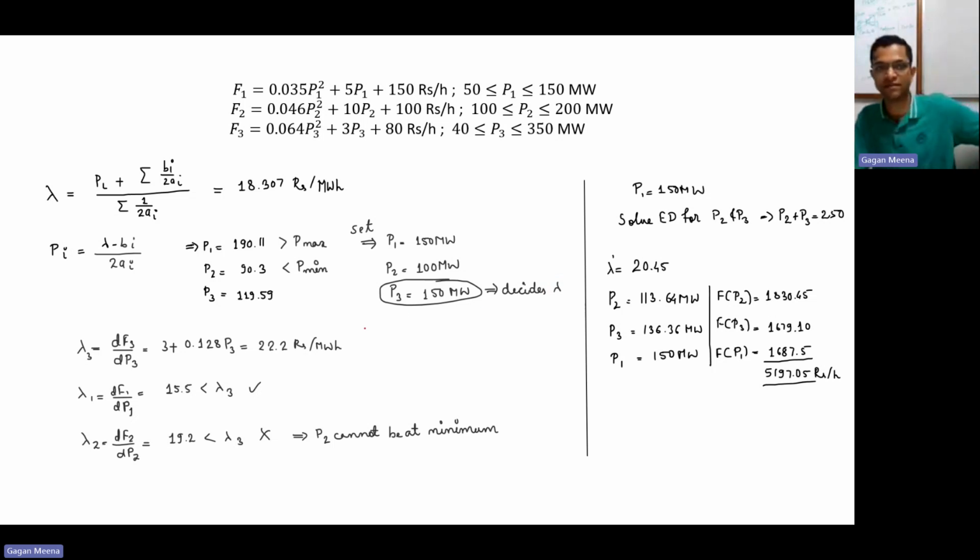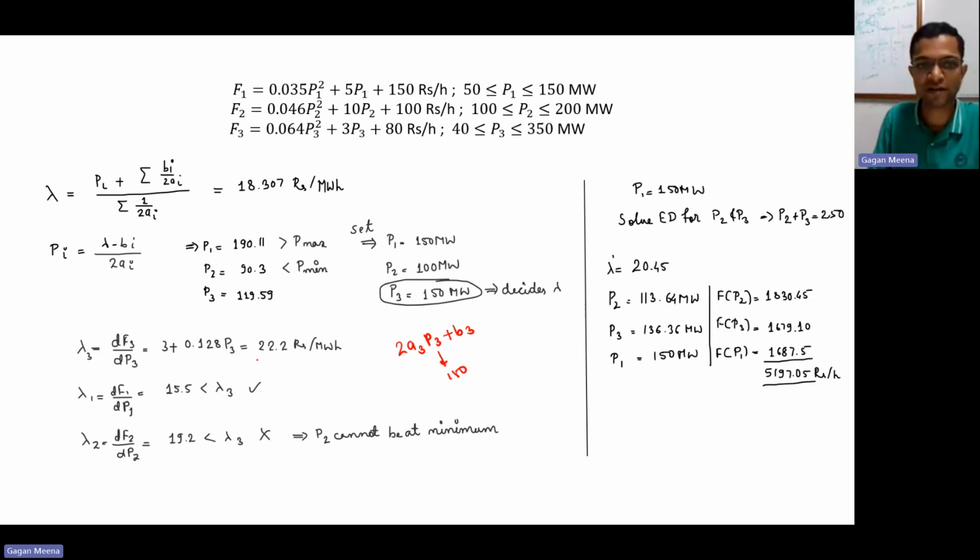Now based upon this 150, we can calculate the lambda. Lambda will be how much? It is 2ai Pi plus Bi. Substituting this, it becomes 2a3 P3 plus B3, and P3 here is 150. If we substitute this, we find lambda 3 is 22.2 rupees per megawatt hour. Now again, we can find out lambda 1 and lambda 2 also. Lambda 1 is this, lambda 2 is this.